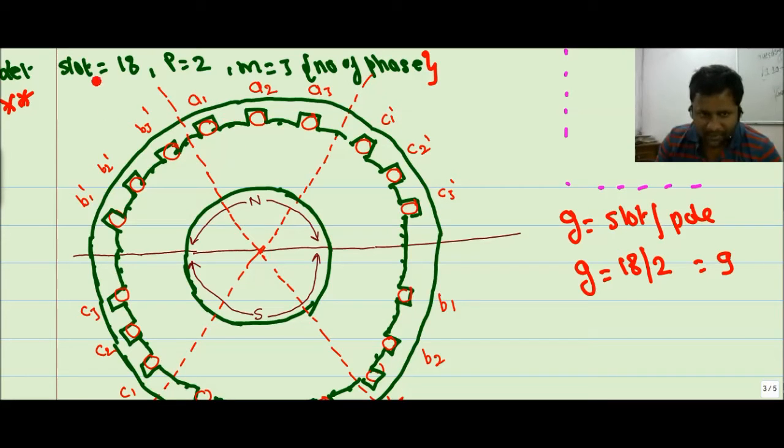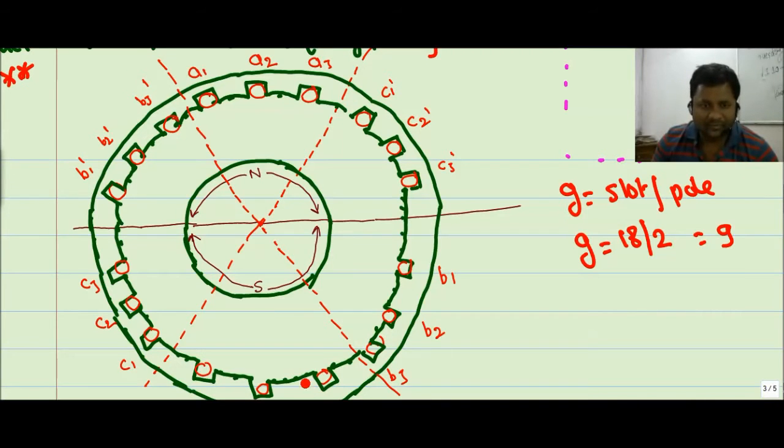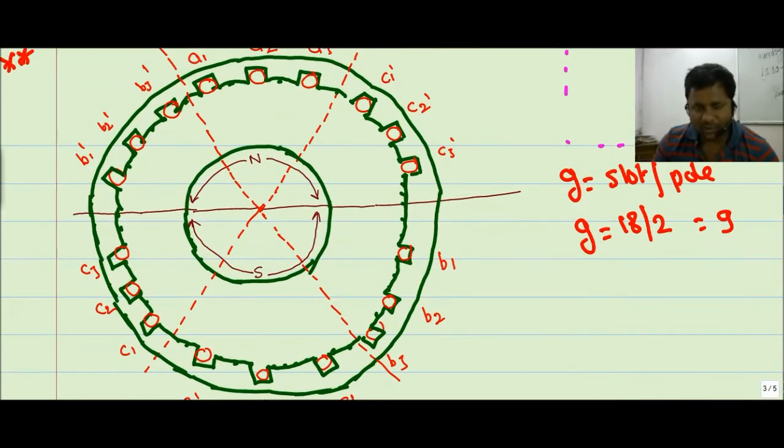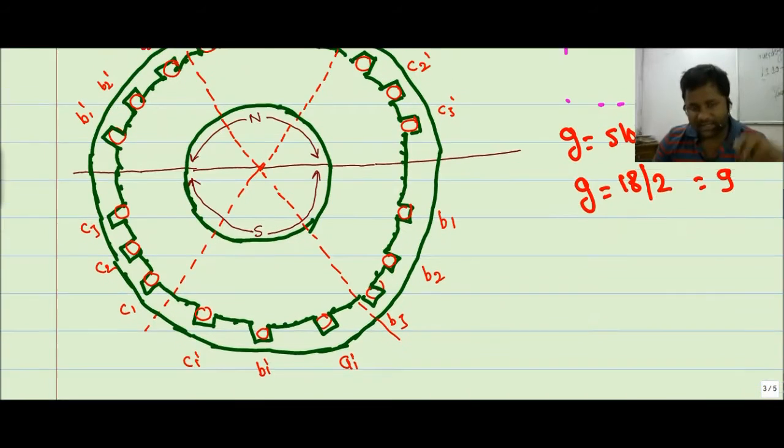Here we are having 18 slots. 18 slots means phase A has 6 slots, B has 6 slots, and C has 6 slots. This A, this B, and this C make an angle of 120 degrees. A is arranged in this fashion, B in this fashion, and similarly C in this fashion. This is A1, this is A1 dash. This is B1, this is B1 dash.